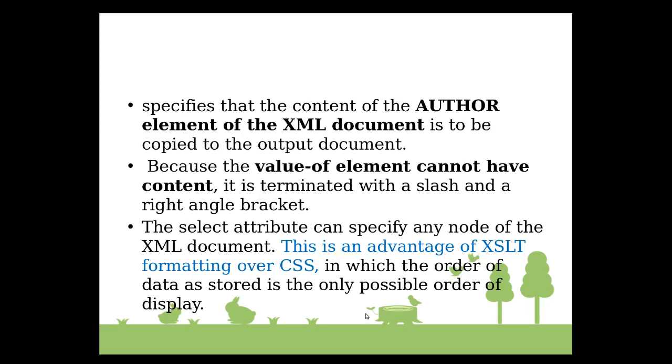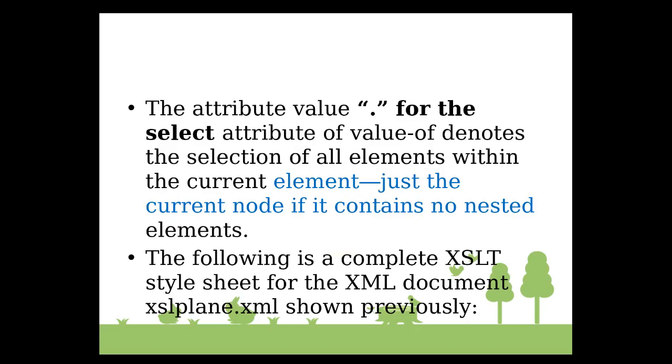And the select attribute can specify any node of that XML document. This is actually an advantage of XSLT formatting over CSS, because in CSS the order in which the data is stored is the only possible order of display. That is really an advantage of using an XSLT style sheet. And the attribute value, a period, can be assigned to the select attribute. This denotes the selection of all elements within the current element, or just the current element if it contains no nested elements.